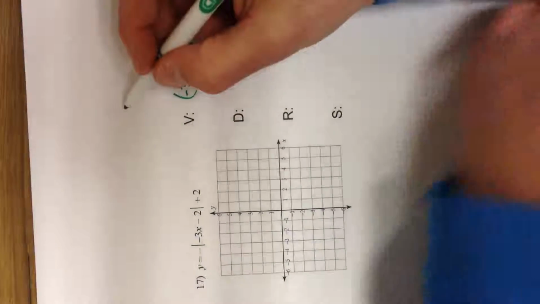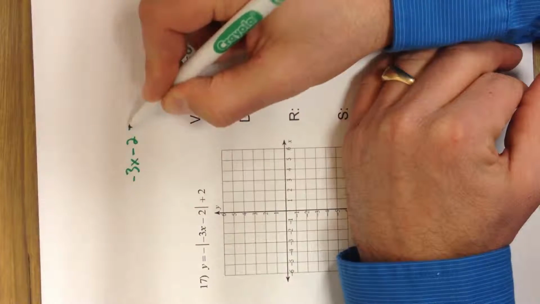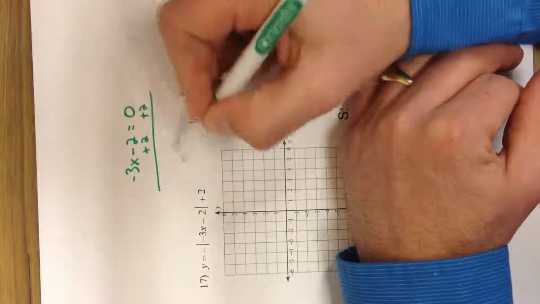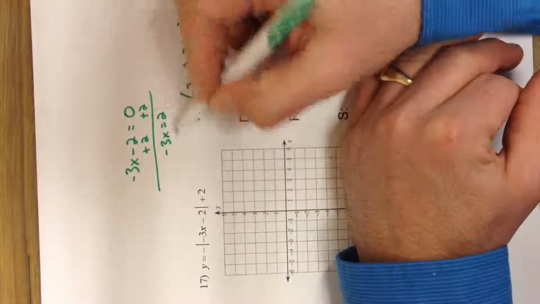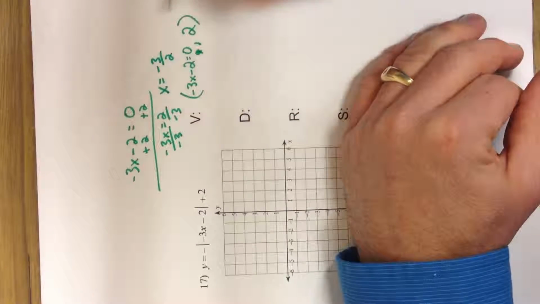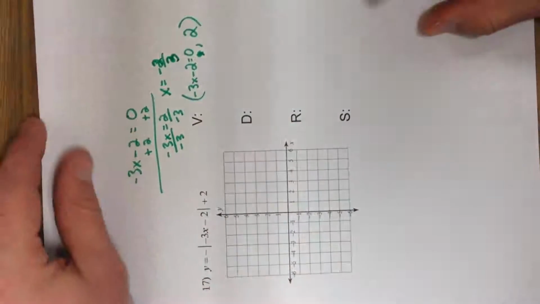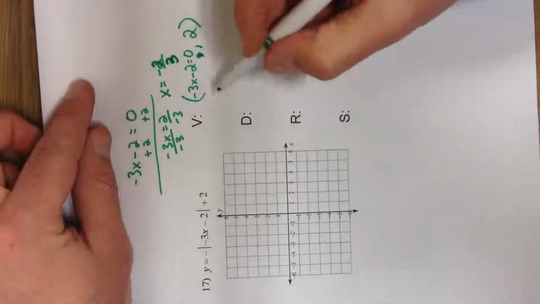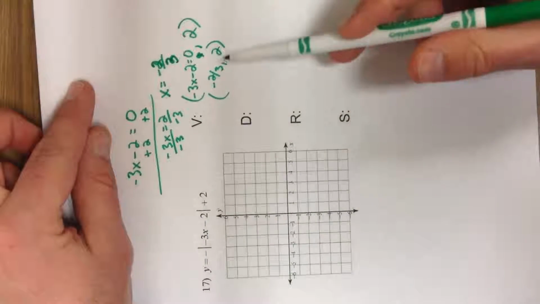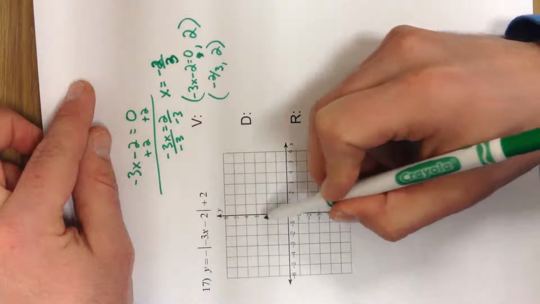So you have to think, so negative 3x minus 2 equals 0. Solving that, obviously add 2, and then divide by -3. So x equals -2/3. Okay, so -2/3, 2. Now, -2/3 is not the easiest thing to graph, but that's just 2/3 of the way to -1, and then up 2.